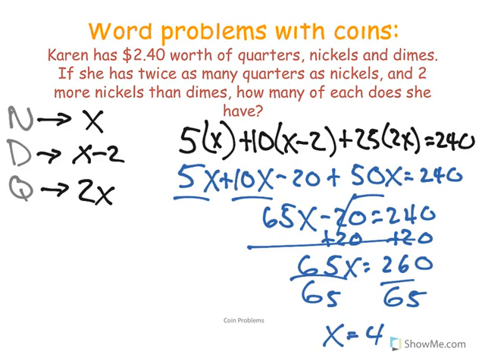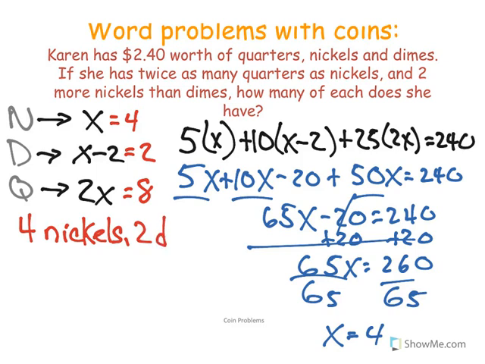All right, this should be easy to substitute. If x is 4, then x minus 2 is 4 minus 2, which is 2, and 2x is 2 times 4, which is 8. So let's check it out. I think I should have 4 nickels, 2 dimes, and 8 quarters. So my 8 quarters is $2. My 2 dimes is 20 cents. My 4 nickels is 20 cents. Added up, we get 240. So that's our proof that we worked this out correctly.